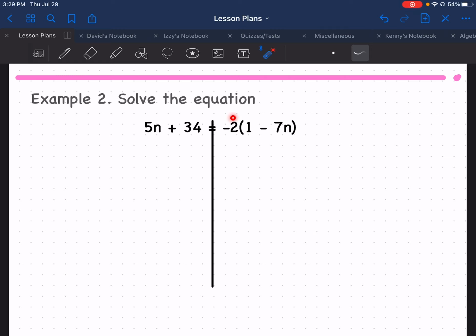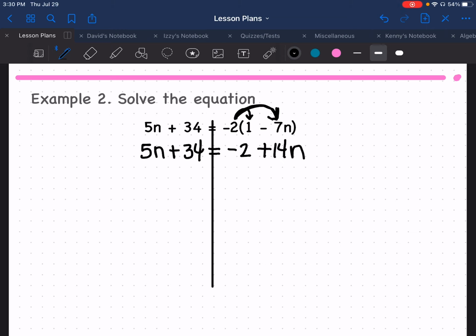So that means I'm going to take this -2 and multiply it to everything inside the parentheses. If you do nothing to a side, if you do not change a side, you simply copy it. -2 times 1, the first arrow, is -2, and the second arrow, -2 times -7, is +14 and the letter N.